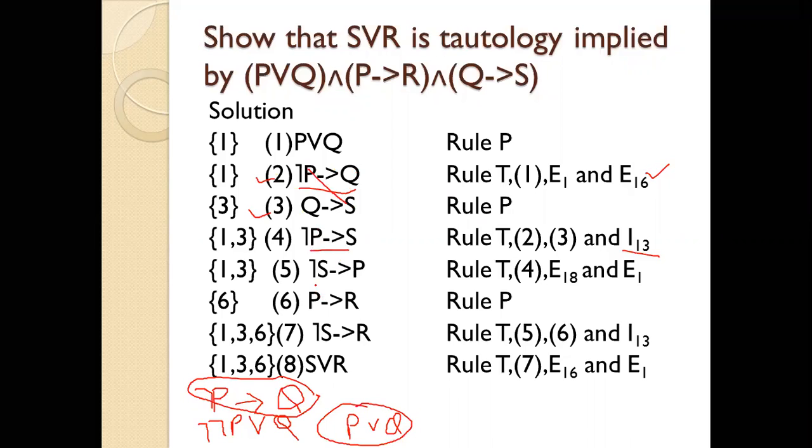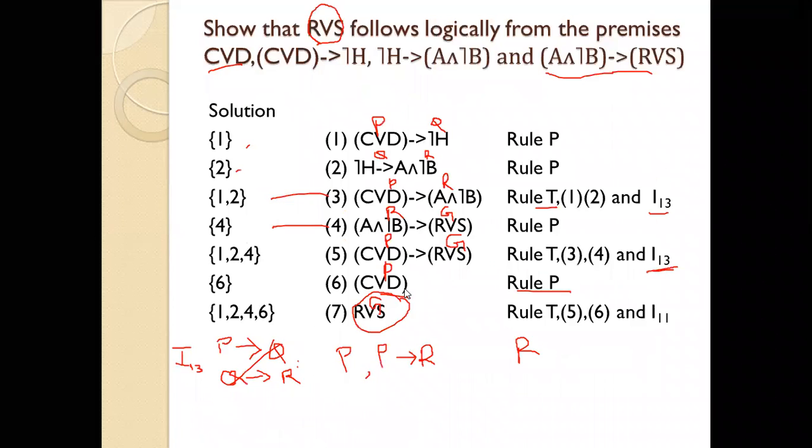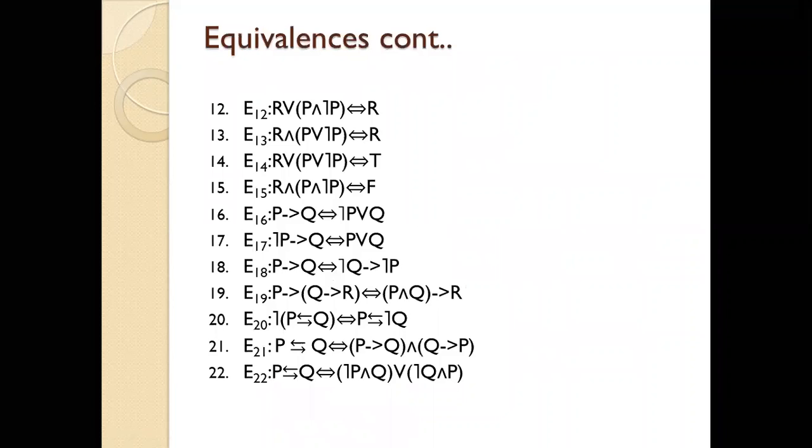Okay. Now this rule T is being derived. Negation of S implies P. Rule T is being derived from 4, 18 and E1. What is 18? Let's see. E18 says that P implies Q is equivalent to negation of Q implies negation of P. P implies Q means negation of Q implies negation of P.